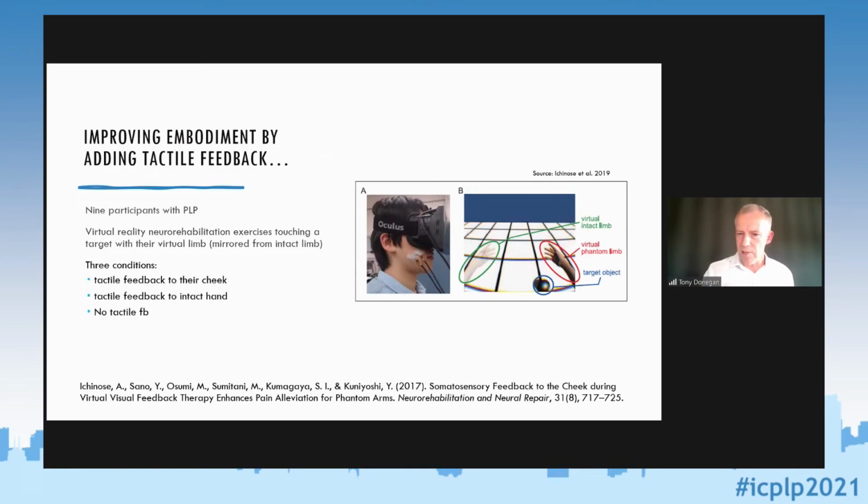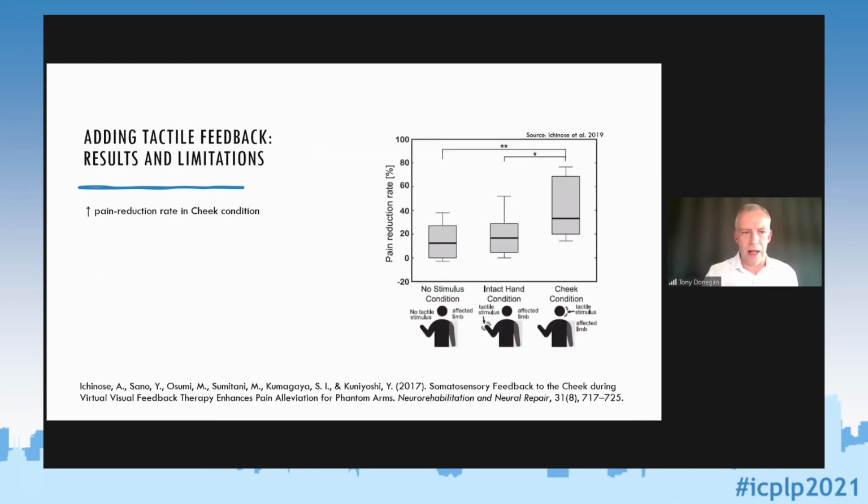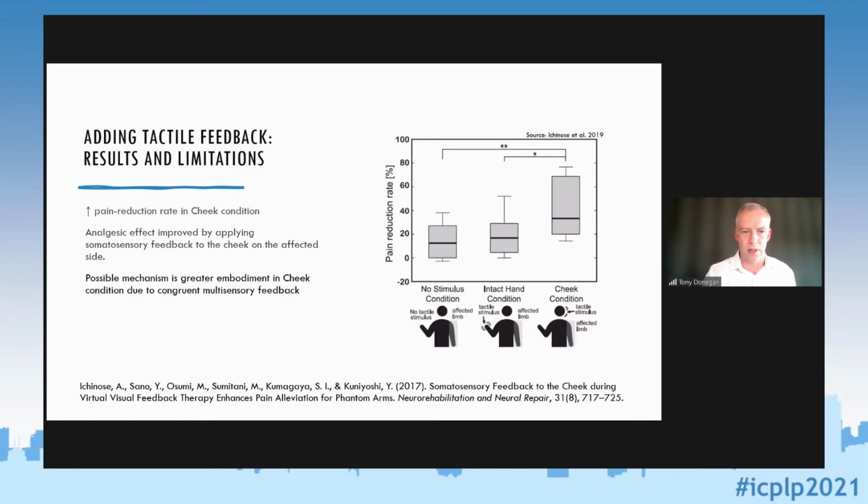So that vibration stimulus was either experienced on the cheek or directly to the intact hand, or there was no tactile feedback. And they compared the 3 conditions and their effect on pain intensity. And what they found was that there was significantly more pain reduction in the cheek condition. So the analgesic effect of the intervention was improved by applying tactile feedback to the cheek on the affected side. So I would argue that's probably greater embodiment of that virtual limb.